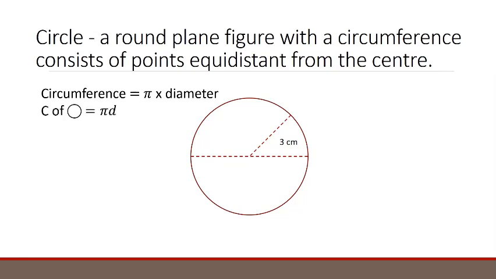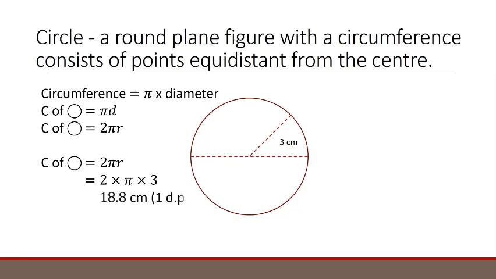So the circumference of a circle is pi d. But you may also notice that the diameter is twice the radius. So the circumference of a circle could also be written as 2 pi r. In this case, we've got a radius of 3. So let's replace 2 times pi times 3. And when we calculate that, and we need a calculator to do that, we end up with 18.8 centimetres, and I've rounded that to 1 decimal place.